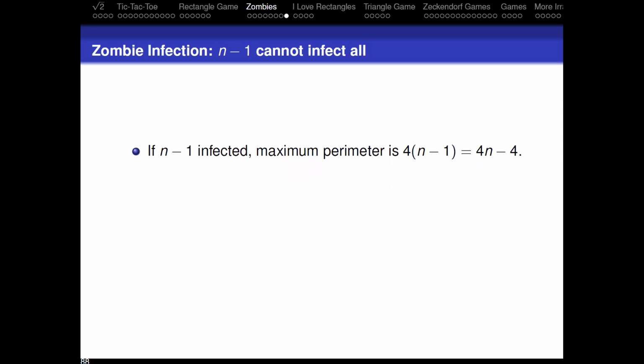Because each square has a perimeter of 4. Isn't the maximum perimeter 4 times 4? Well, no, but I'm saying if only n-1 cells are infected, the maximum perimeter of the infection is 4 times n minus 1. We have n minus 1 cells that are infected. Right. So do you agree that the maximum infected perimeter is 4n minus 4?